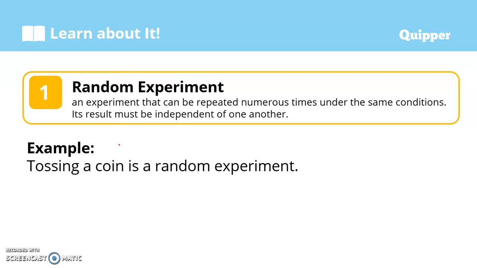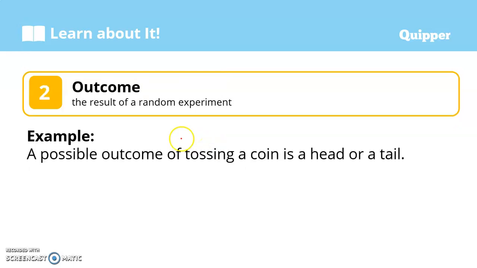And the result of tossing a coin the second time is not affected by the results of tossing it the first time, nor on the results of tossing it the third time. Okay, so the result must be independent of one another. So that's a random experiment.